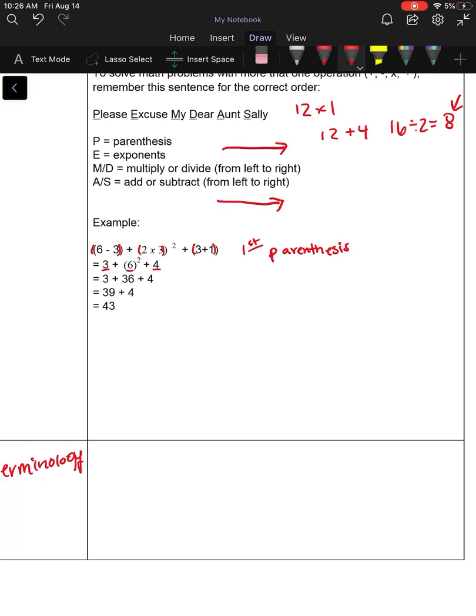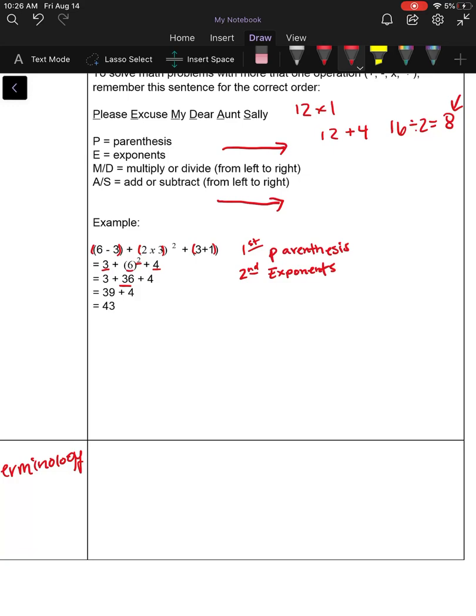We're looking for exponents, right? So that's the second thing. Second is the exponents. Do we have any exponents? Yeah, we do. We have a 2 right here, right? So 6 squared, which is 6 times 6, is 36. So now we've got rid of our exponents.